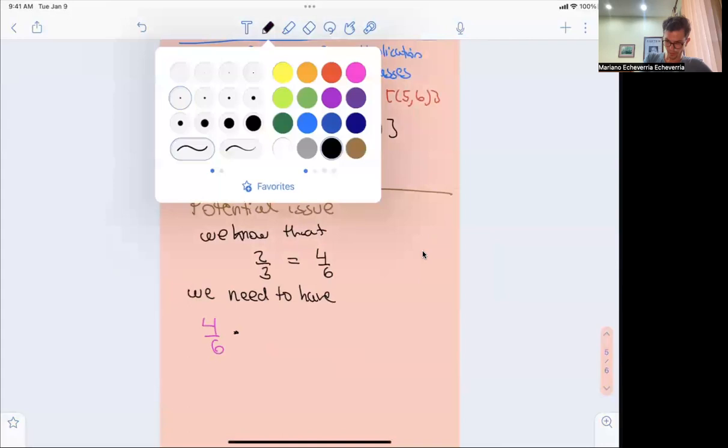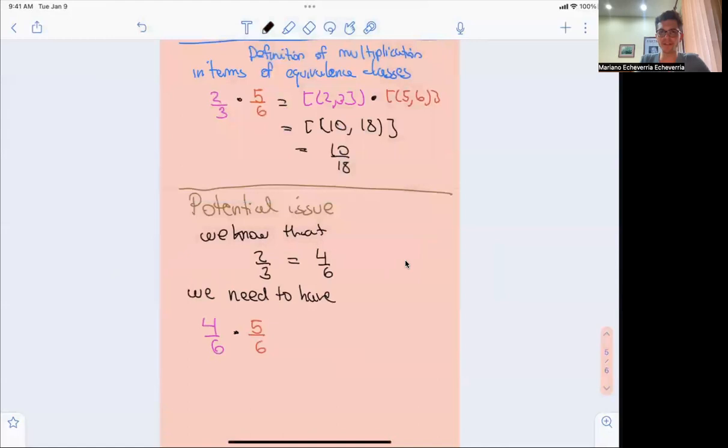What should that be equal to? That should give you the same answer, right? The only thing that I did was replace this fraction with something that should be representing the same rational number. So this product should still be the same as the equivalence class of 10 over 18, right? The answer cannot depend on the particular representative. I don't know if what I'm saying is making sense. It's kind of difficult to realize that there can be an issue. That's kind of what I'm trying to convey.